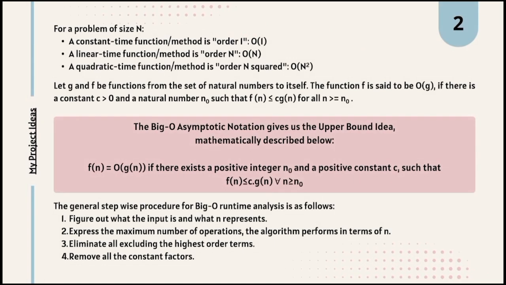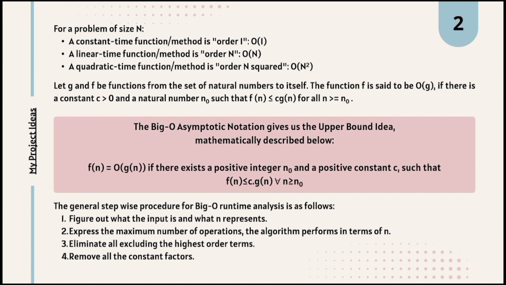So for a problem of size n, a constant time function is order of 1. So if you have a problem of input size n, your constant time function will be of order 1 or big O of 1. If you have a linear time function, the order will be big O of n. And if you have a quadratic time function, the order will be big O of n square.